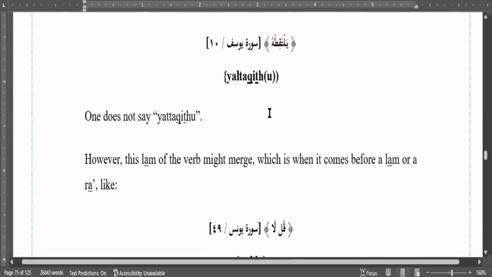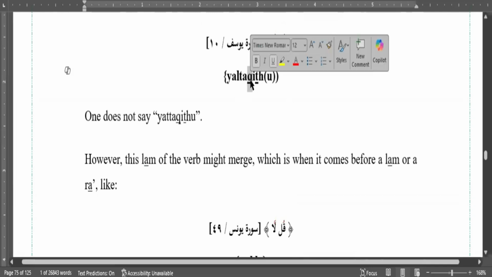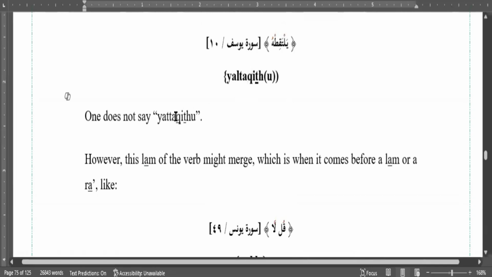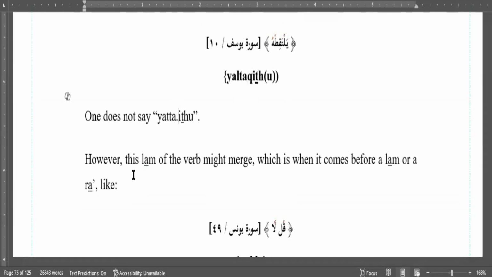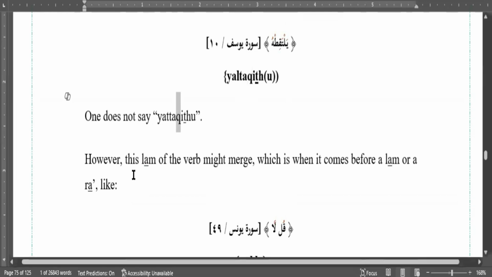One does not say yattaqituhu because this is a verb here, which means yaltaqituhu. They will pick him, like pluck him. Right, that's what the brothers of Yusuf said. That's what Yahuda said. He's the one who suggested this. It was his idea because his brothers wanted to kill Yusuf. So he said, "Don't kill him. Throw him in a well." Then some of the caravans will come and pull him out.